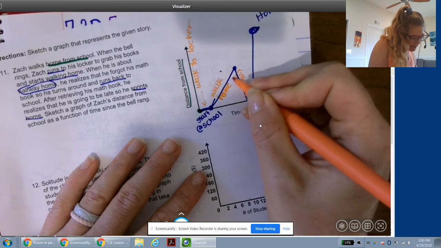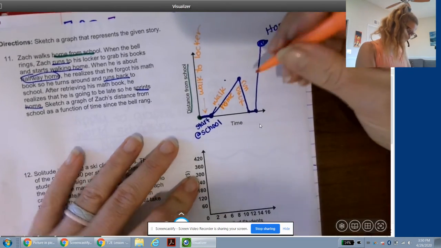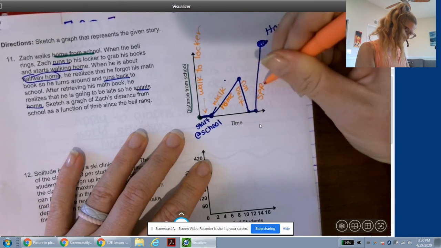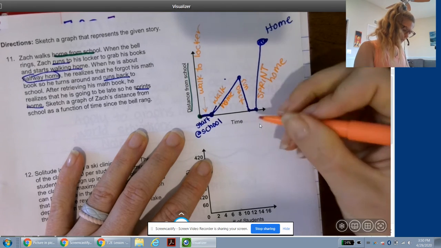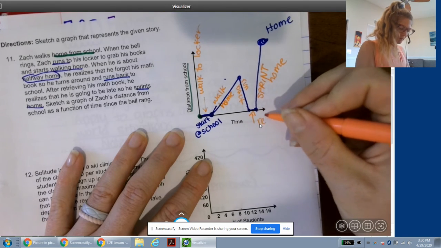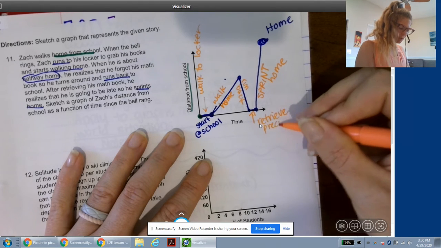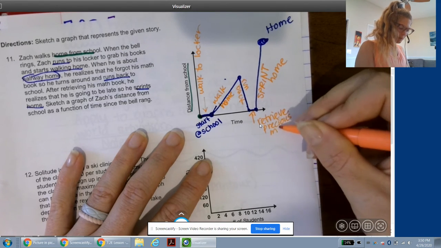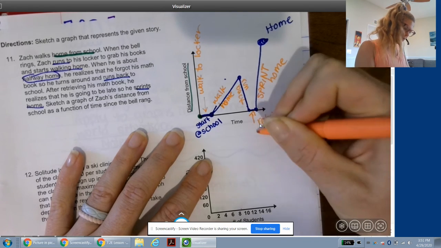Run back to school for your precious math book. And then you're going to sprint. Sprint home. And here you're going to retrieve your precious math book that you love so much. You love your math book.